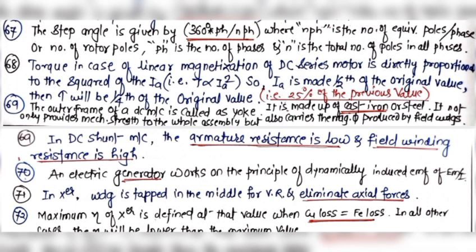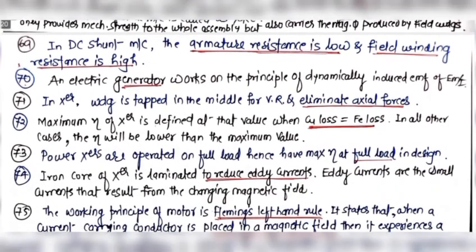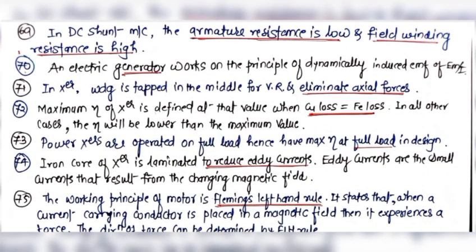The outer frame of a DC machine is called yoke. It is made up of cast iron or steel. It not only provides mechanical strength to the whole assembly but also carries the magnetic flux produced by the field windings. In DC shunt machine, the armature resistance is low and field winding resistance is high.